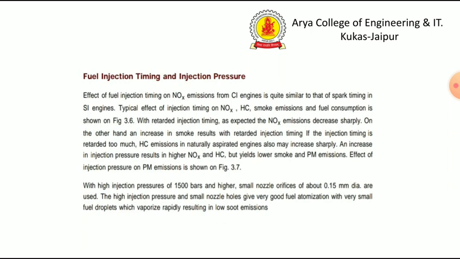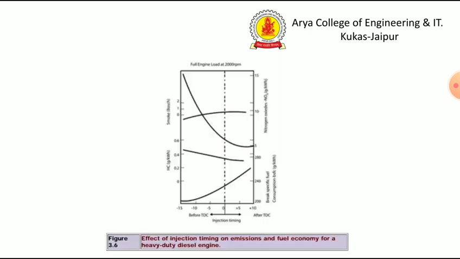An increase in injection pressure results in higher NOx and HC. With high injection pressure, small nozzle orifices are used. The high injection pressures and small nozzle holes give very good fuel atomization with very small fuel droplets which vaporize rapidly, resulting in low soot emissions.